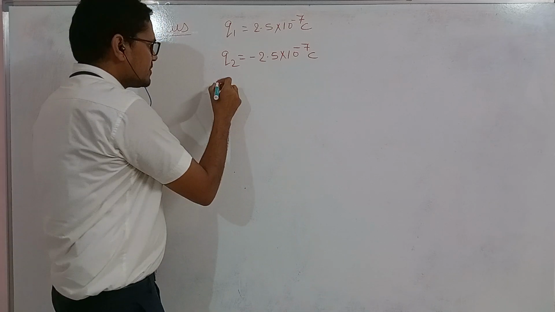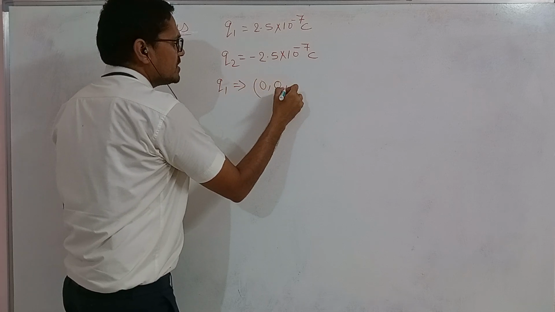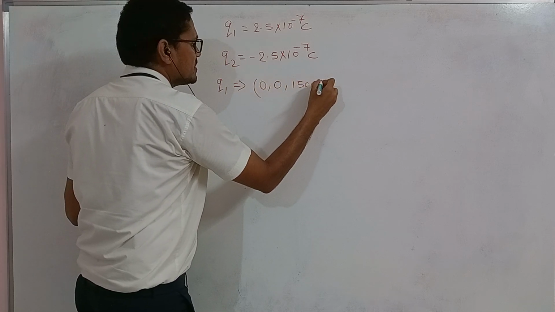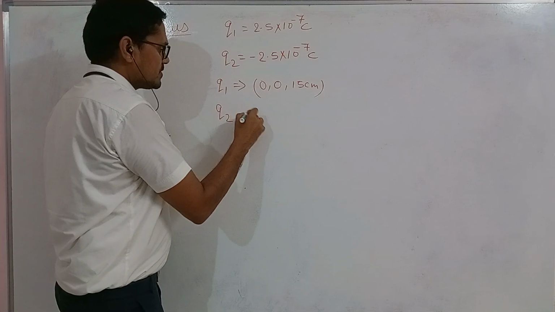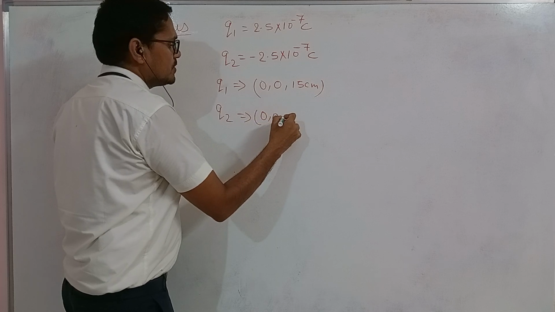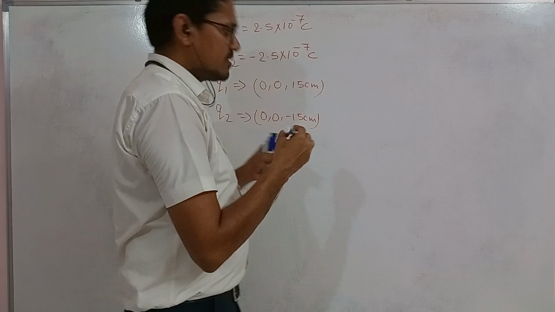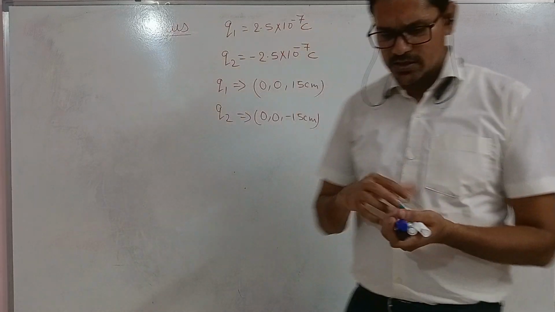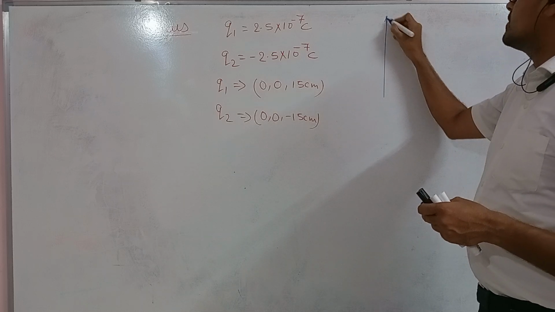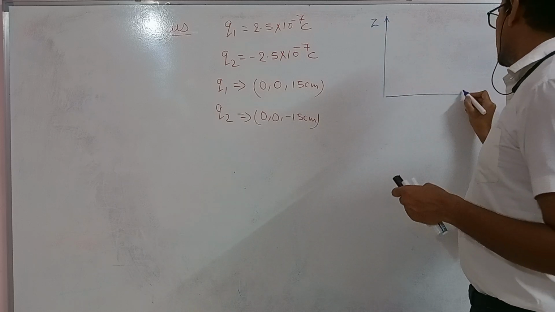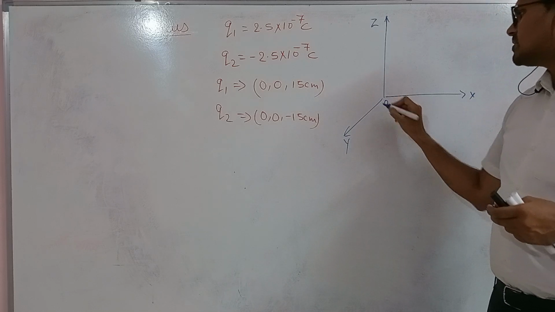Let us see the coordinates of Q1 and Q2 are given. Coordinates of Q1 is given as 0, 0 and plus 15 centimeter. Similarly, the coordinates of Q2 is also given, that is 0, 0 and minus 15 centimeter. Let's see the geometry, the location of these two charged particles. Let us assume along vertical I am taking the Z axis. Here we have the X axis and here we have the Y axis. This is the origin we have.